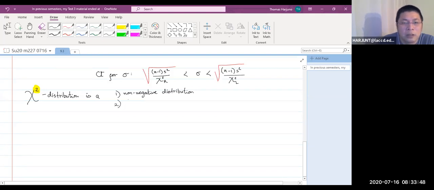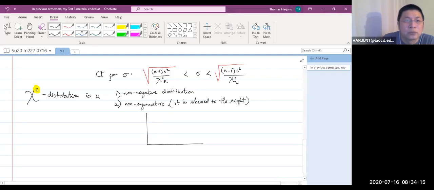And second, it's non-symmetric. In fact, it's skewed to the right. Okay, it looks like this. So let me use red color for the distribution. It looks like that.